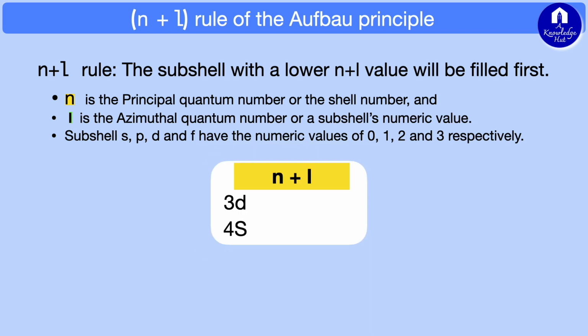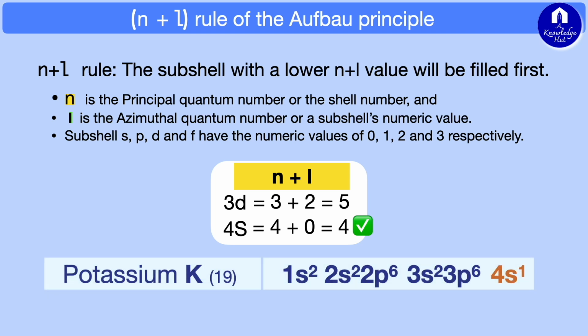Let us calculate the n plus l value for the subshells 3d and 4s. For the subshell 3d, n is 3 and l is the subshell d's numeric value 2, making its n plus l value 3 plus 2, 5. For the subshell 4s, n is 4 and l is subshell s's numeric value 0. This makes its n plus l value 4 plus 0, 4. We can see that the subshell 4s has a lower n plus l value than the subshell 3d. So the subshell 4s will be populated first. That's why the final electron of the element potassium will go into the subshell 4s, not in 3d, making its electronic configuration 1s2, 2s2, 2p6, 3s2, 3p6, 4s1.